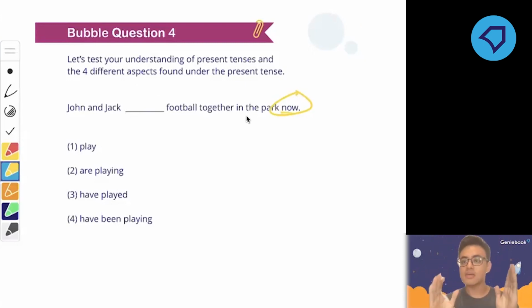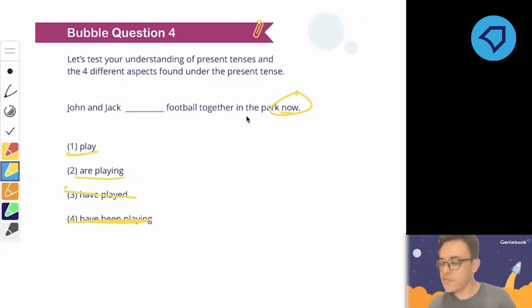Now tells us that this action is present. Okay, but should I use the present tense, present continuous, or this one, present perfect? Definitely wrong. Have been playing is wrong. So you only have 1 and 2 to choose from. If the word now was changed to every day, it would be number 1, but it is not every day, so number 1 is wrong.